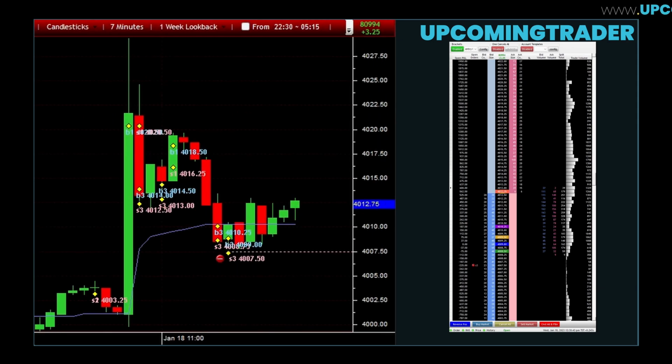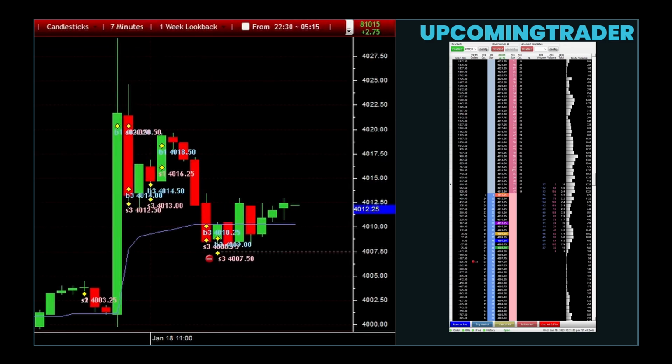Conversely, wicks appearing at the bottom of red candles in a downtrend suggest that buying pressure is coming in, which could mean the downtrend is losing steam. Paying close attention to these subtle changes will help you exit trades at the right time and secure your profits before a potential reversal occurs.